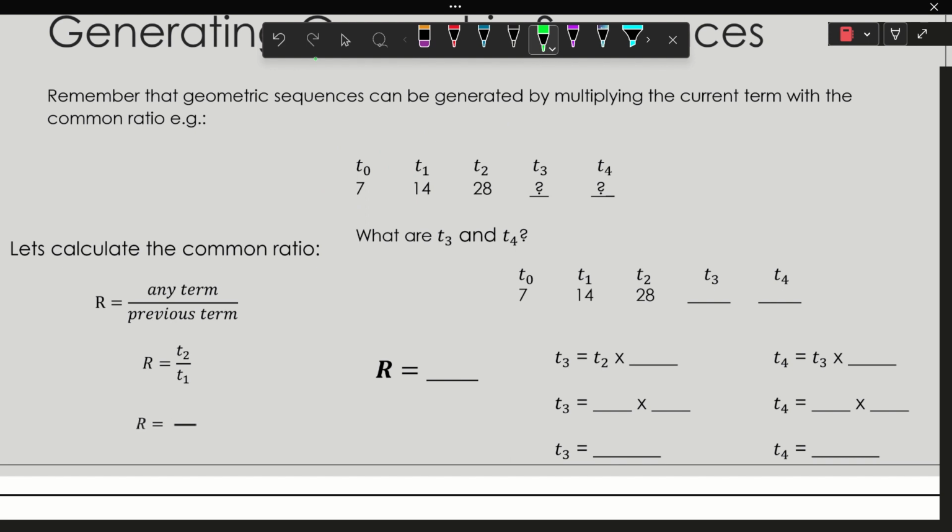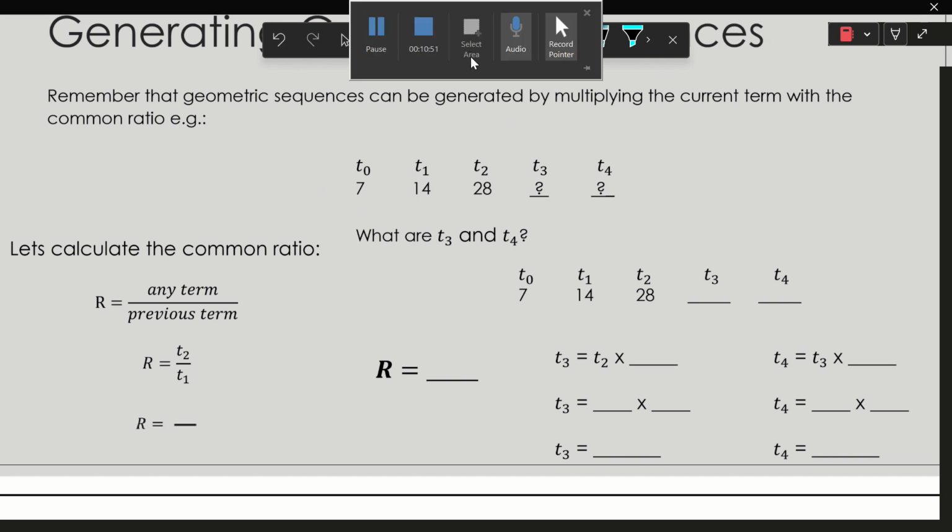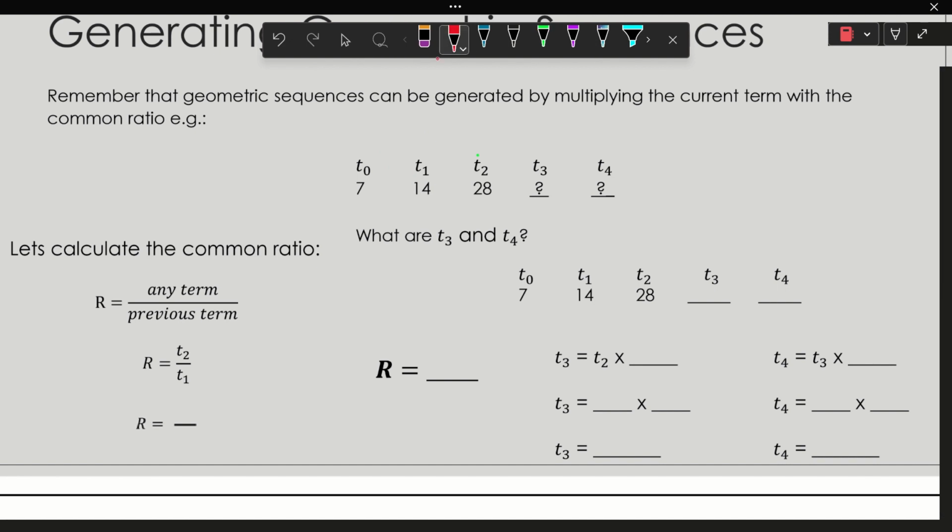Okay, so let's do the common ratio. According to this, they want us to use T2 and T1. Again, you can use any term, just don't use T0, because there's no term before it. So I could go T2 and T1, that's fine too. But in this case, it's T1 and T0. But let's use T2 and T1. So it's 28 divided by 14. I don't need a calculator to do it. I know that the ratio is going to be 2. So that means each time it's multiplying by 2.